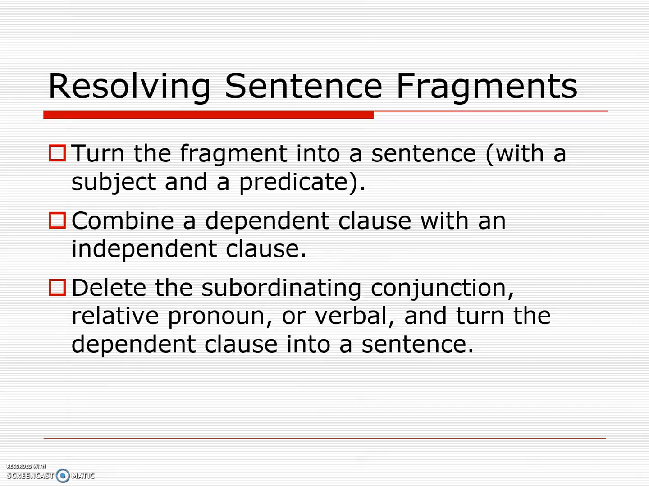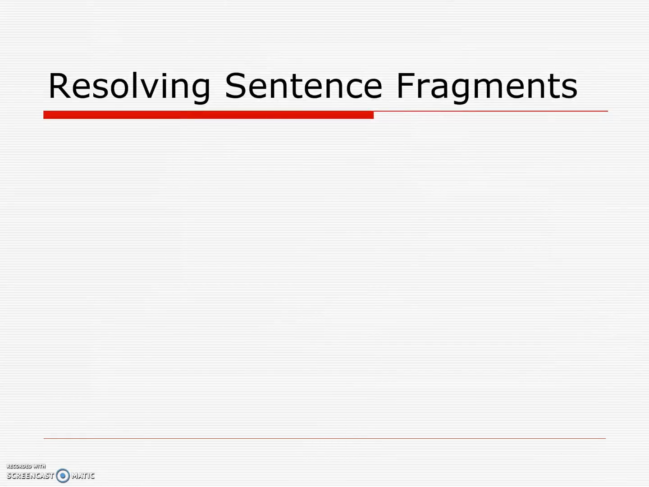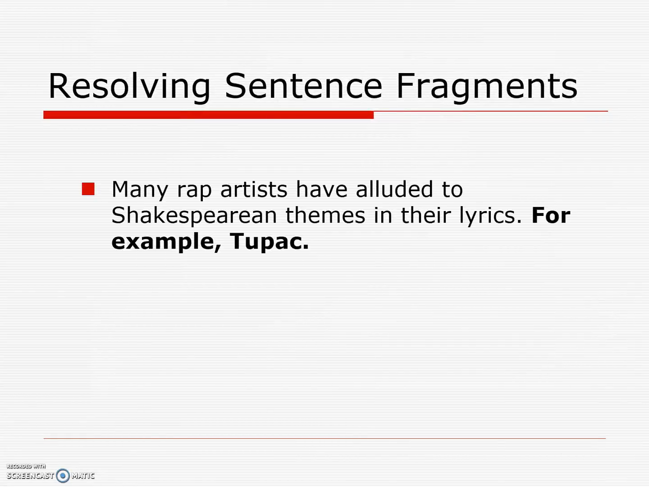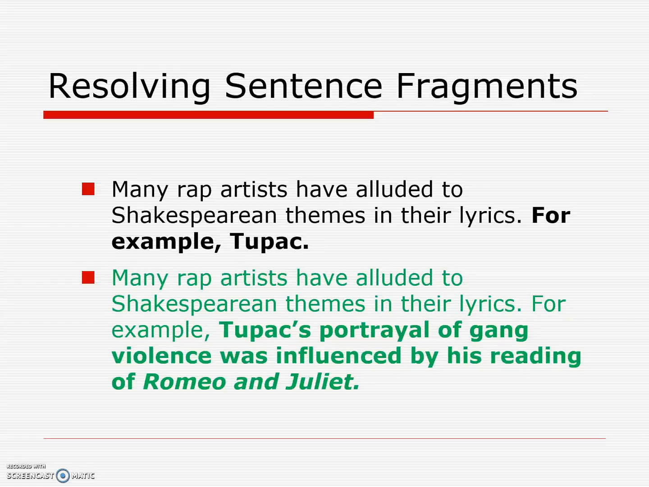Okay, so how do we resolve these errors? Well, one simple solution is to take the fragment and make it into a complete and simple sentence with a subject and a predicate. Most often you can just simply combine dependent clauses with other independent clauses that are surrounding it, or you can delete any problematic phrases, words, parts of speech, such as subordinating conjunctions, relative pronouns, or verbals, and turn the dependent clause into its own sentence. For example, in this case, we can simply add more material to that second sentence and make it a complete sentence.